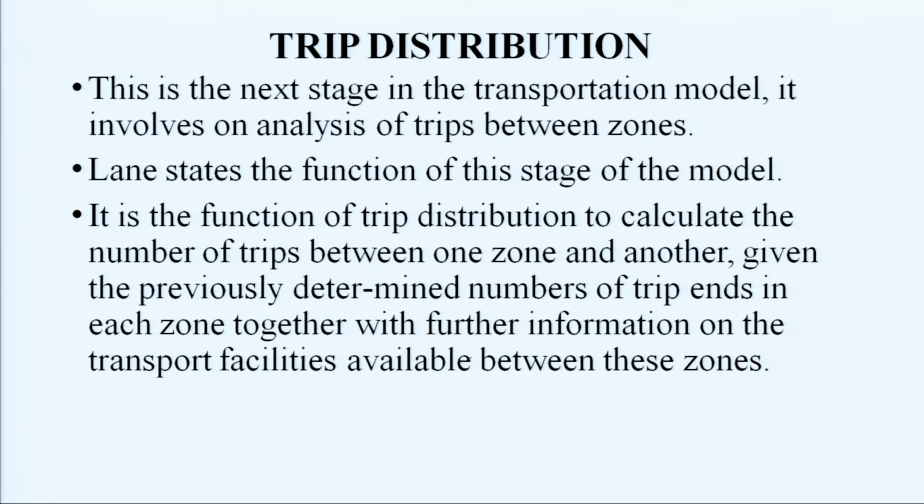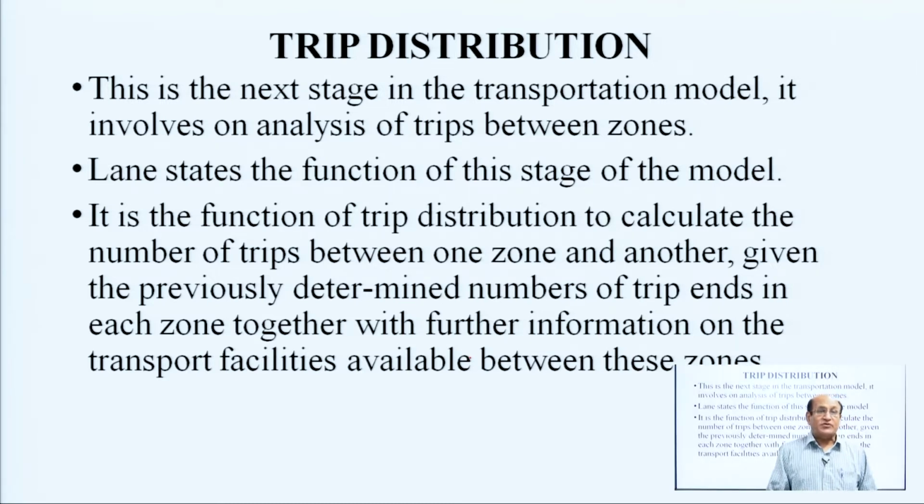Now, come to trip distribution. This is the next stage in the transportation model. It involves the analysis of trips between the zones. Trip length states the function of this stage of the model. It is the function of trip distribution to calculate the number of trips from one zone to another, given the previously determined number of trip ends in each zone together with further information on transport facilities available between the zones.